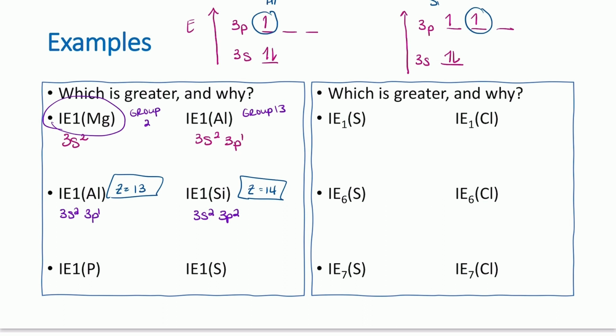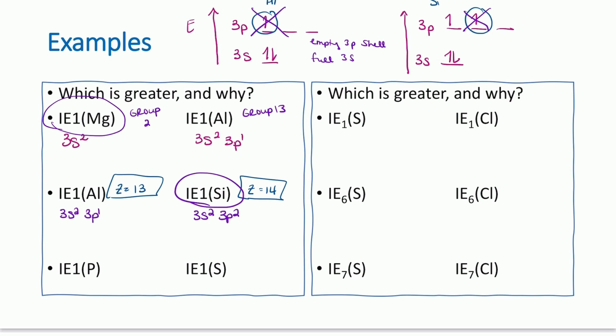Another way you can think about it, and that's probably the easier way for most students, is that if I lose just this electron here for aluminum, now I have an empty 3p shell and full 3s. If I get rid of this electron here for silicon, I still have an electron in my 3p. So it's not that it won't give it away, it's that it's not as advantageous to give it away because it still would have to get rid of a second electron. So for that reason, silicon will have a higher first ionization energy.